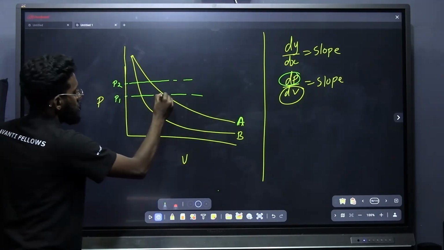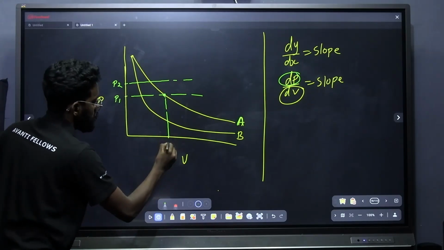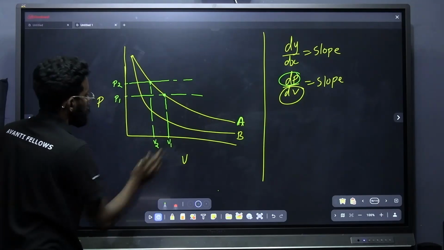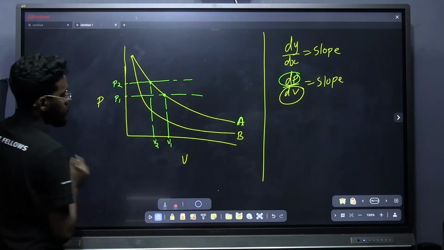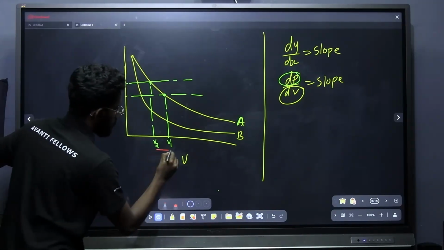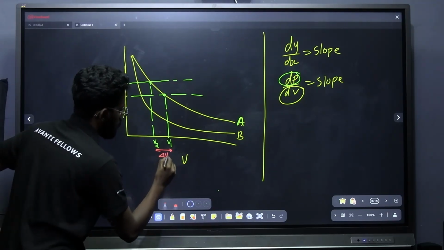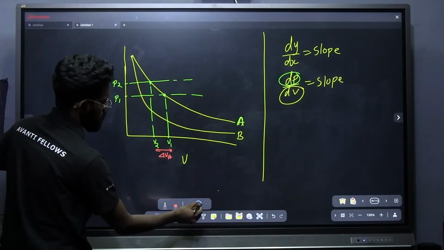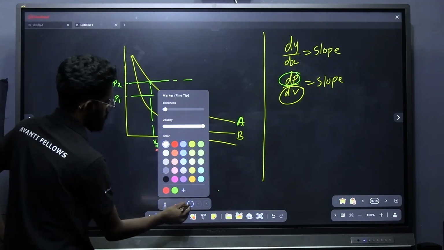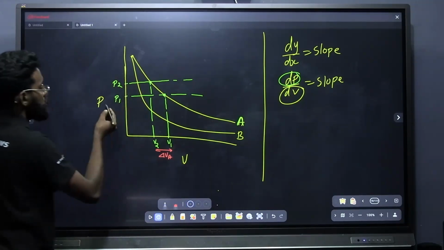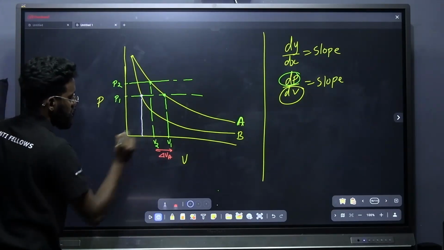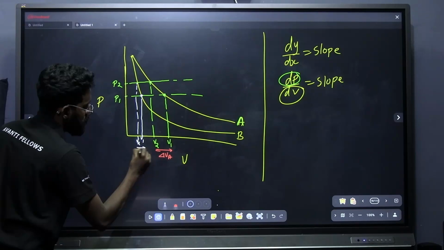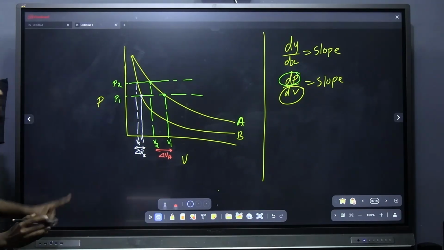Curve A, where is it cut? It is cut at this point, and let's suppose the volume is V1 here, and here you can see the volume is V2. For pressure P1 the volume is V1, for pressure P2 the volume is V2. Now this is the change in volume, delta V of A. Now I want to know the change in volume for curve B. For curve B, you can see one cut here, and the volume is V1, and here the volume is V2.